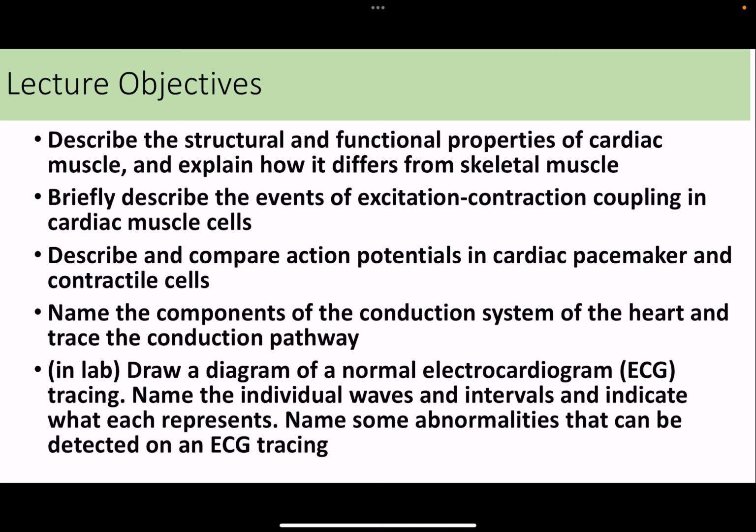So we're going to describe the structural and functional properties of cardiac muscle and explain how it differs from skeletal muscle. So there's going to be a lot of review today. Briefly describe the events of the excitation-contraction coupling in cardiac muscle cells. Describe and compare action potential in cardiac pacemaker and contractile cells. We'll name the components of the conduction system of the heart and trace the conduction pathway. And then we'll draw a diagram in lab of a normal ECG, name the individual waves and intervals, and indicate what each represents. And we'll name some abnormalities that can be detected on an ECG.